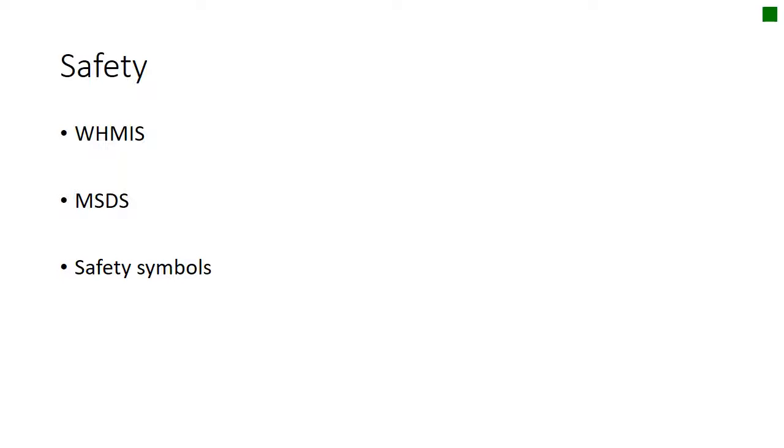The MSDS stands for Material Safety Data Sheets, and those are sheets that tell you everything that's important to know regarding the safety, use, precautions, chemical compound makeup of whatever chemicals you're using. And of course, there are the safety symbols that tell you the degree of danger. So dangers in an octagon, cautions in a triangle, for example. But I'll let you guys review that on your own.